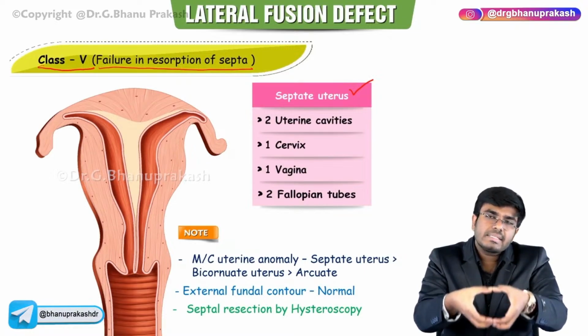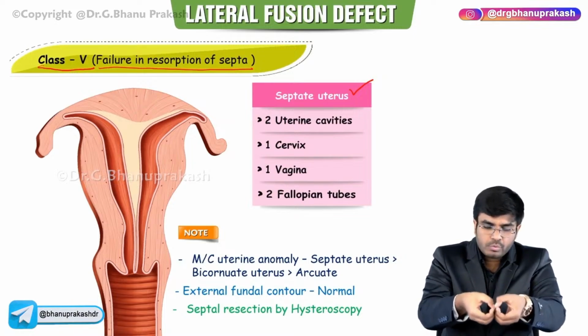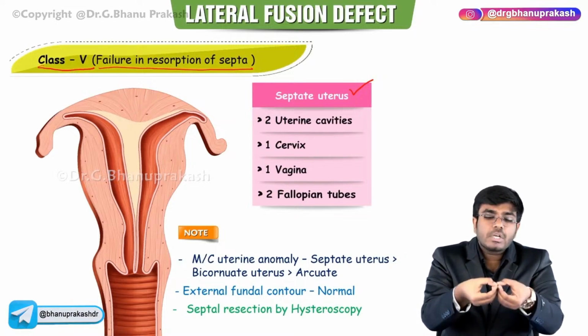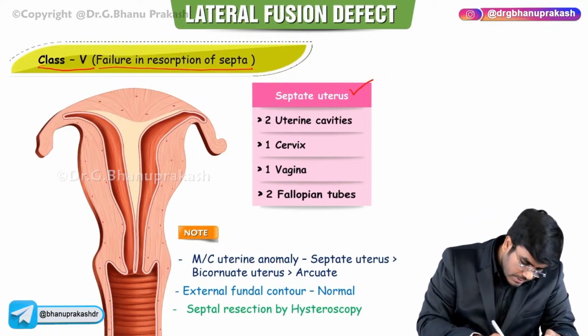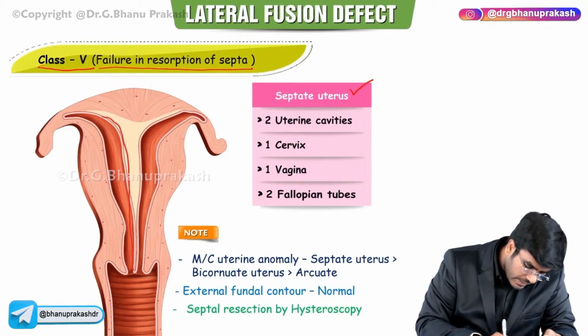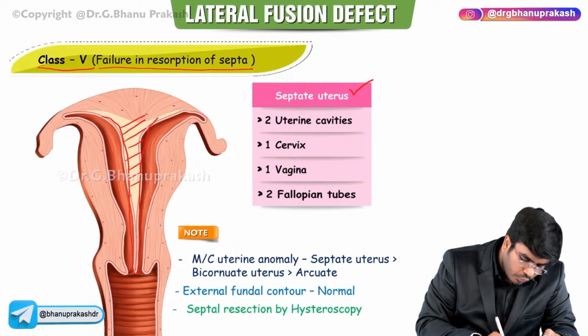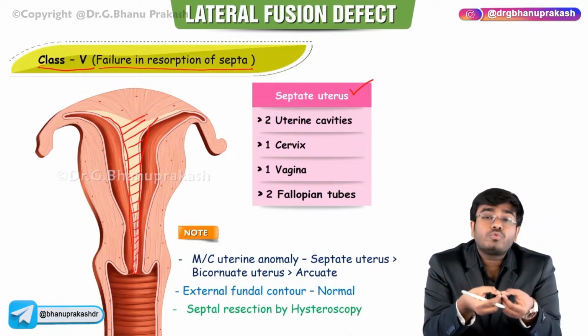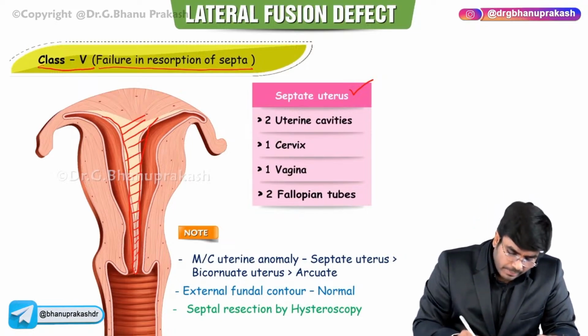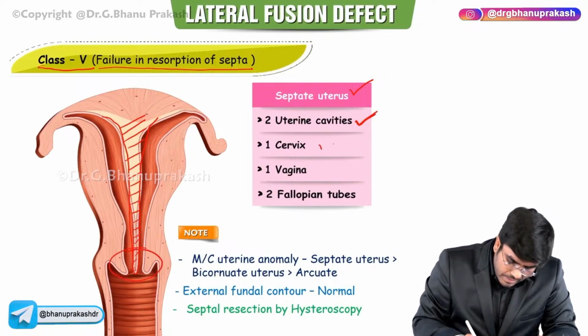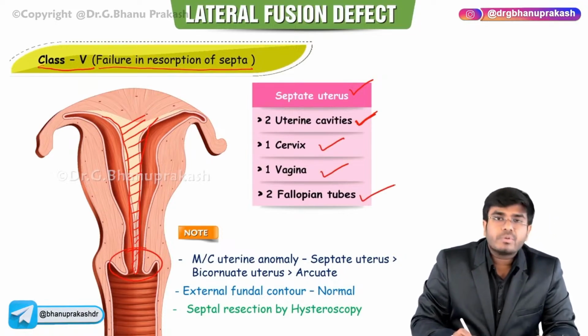But what happens in this condition of the septate uterus? They are fused, but this septum is not getting resorbed. So in the uterus, you will have a septum something like this. This is the septum due to failure in the resorption of the wall of the two uterine ducts. Because of this, there are two uterine cavities, only one cervix, one vagina, and two fallopian tubes. Okay, it's very simple.